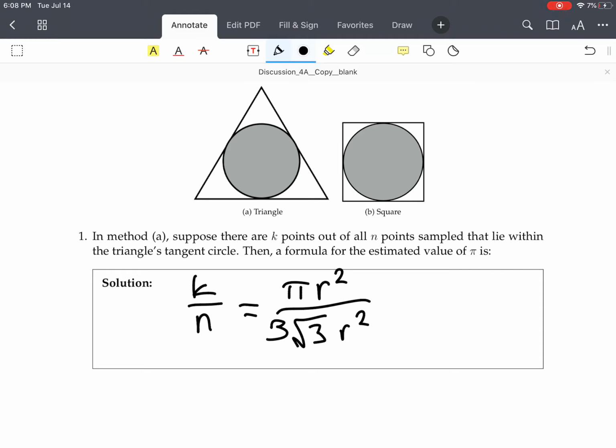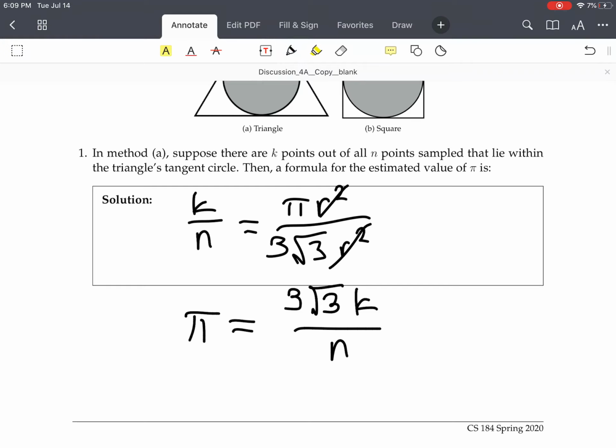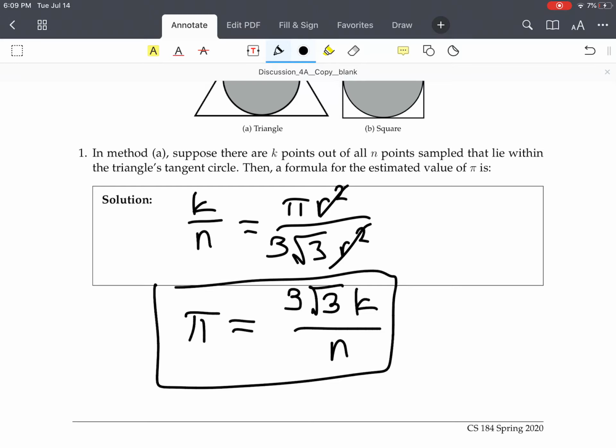Okay, so quite simply, we can cancel the r squared and then do some manipulation. We can multiply both sides by 3 root 3. And so we get pi is equal to 3 root 3 k over n. Okay, pretty simple. We basically just set up this ratio of points to the areas. Because we're sampling uniformly, we can assume that the number of points hitting is proportional to the area, and then we just solved for pi, and there we go.